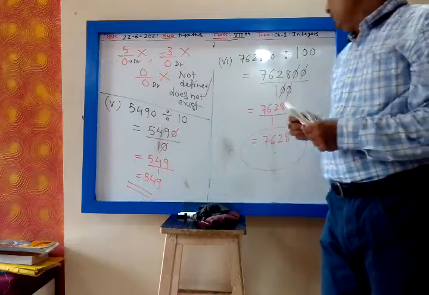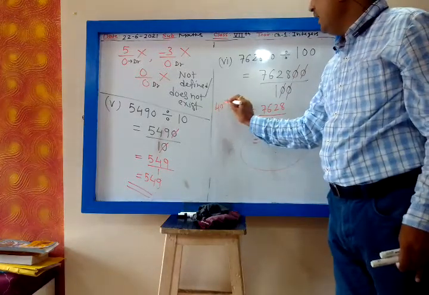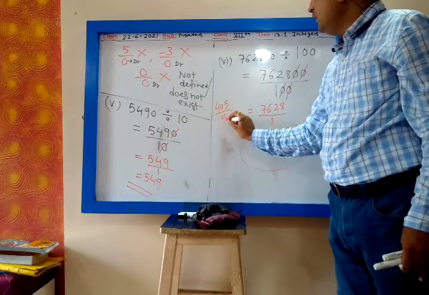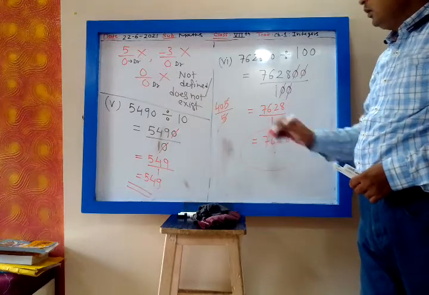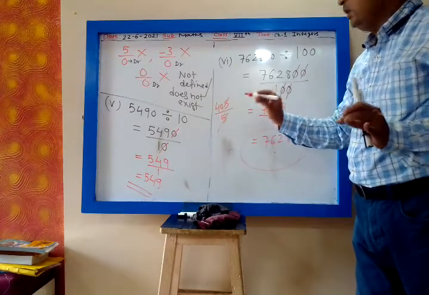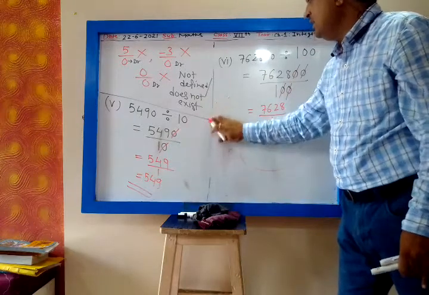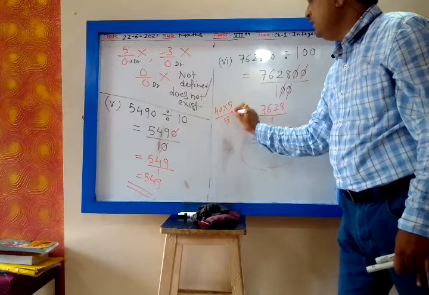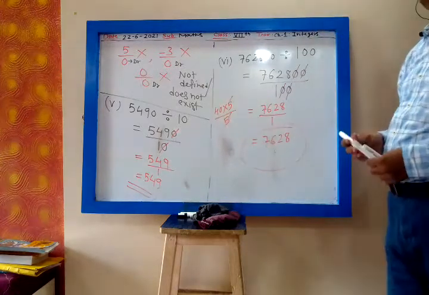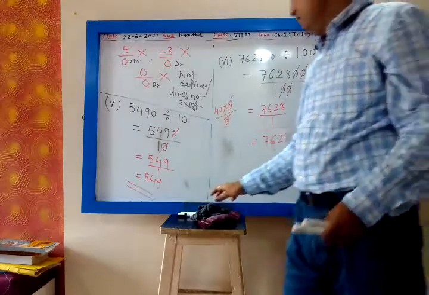Now 1 minute. 405 upon 5. Can you cancel 5? No, my dear. You cannot cancel. When can you cancel? When it is 40 into 5 upon 5, then only you can cancel 5. 405 is not the same as 40 into 5.